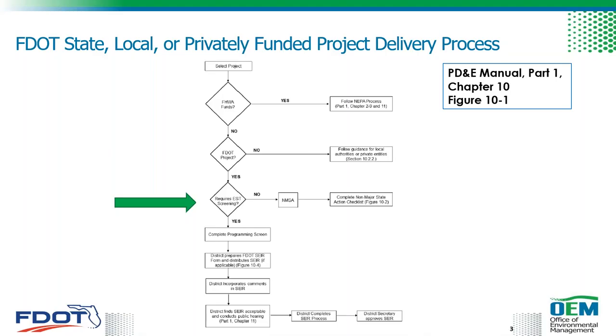So to determine whether a non-major state action or a state environmental impact report is prepared, the Turnpike is going to identify if the project qualifies for screening in the ETDM EST, and if screening is not required, the project's a non-major state action, and then a non-major state action checklist is prepared. But if the project does qualify for screening, then it's going to proceed through the ETDM process and then on to PD&E, where then a state environmental impact report is going to be prepared.